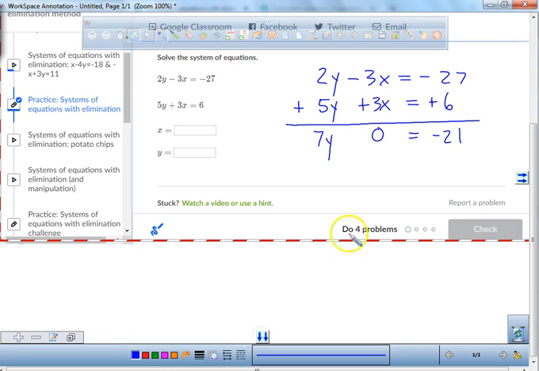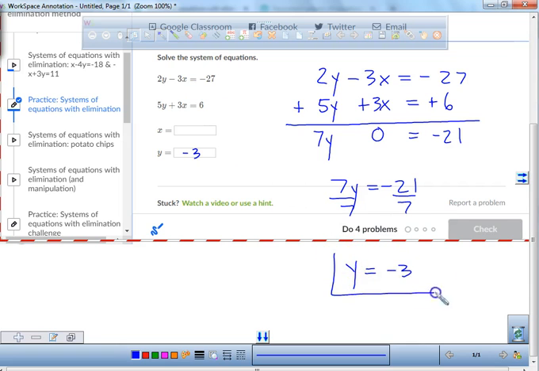Okay? So what are we left with? We're left with 7y equals negative 21. And we divide both sides by 7. So what does our y value equal? A negative 3. So we would type in a negative 3.